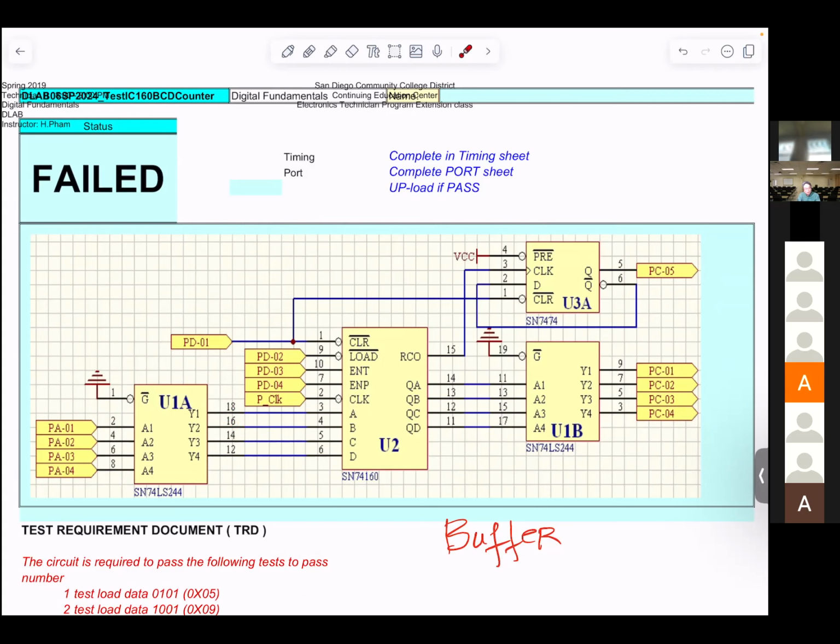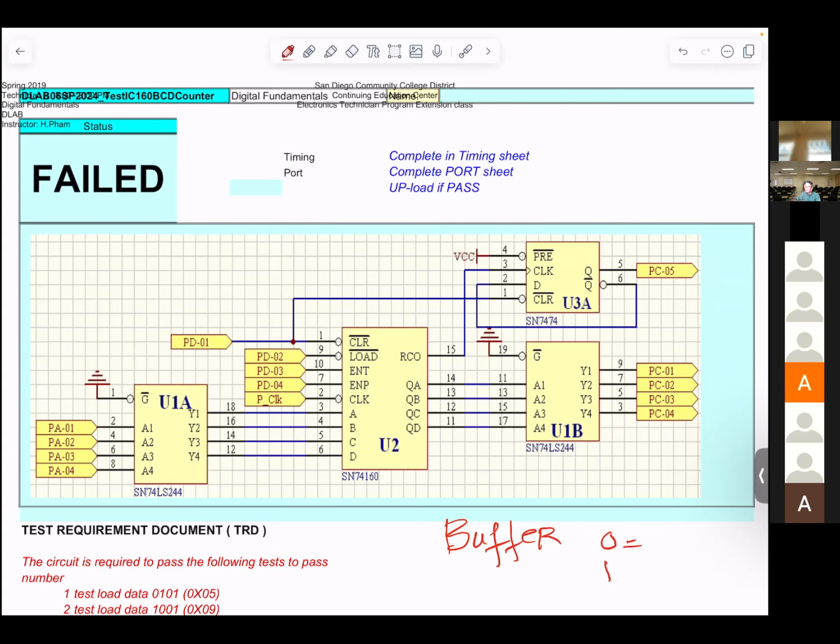However, why do we need a buffer? Who knows? Why do we need it? I can tell you, you get a logic 0 and logic 1.